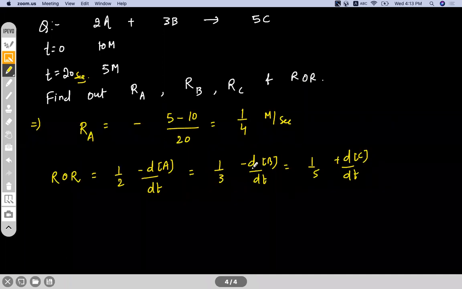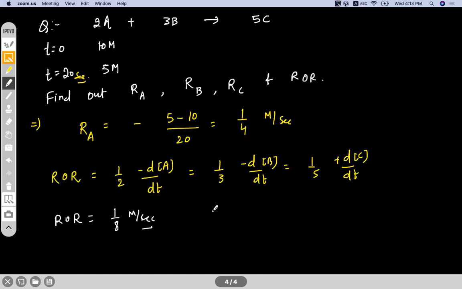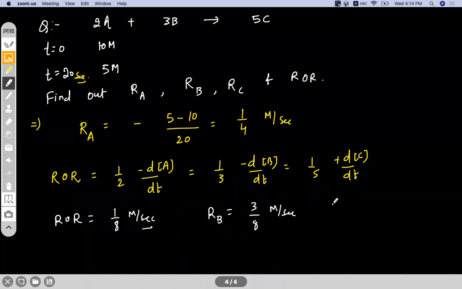So if I substitute this here, we can find out the rate of reaction and all these things. The rate of reaction would be 1/4 into 1/2, that is 1/8 molar per second. The rate of B, RB, is equal to minus dB by dt, right? So RB is equal to 3 into 1/8, that is 3/8 molar per second. And RC is equal to 5/8 molar per second. Simplest one, right? This was the basic question we have.